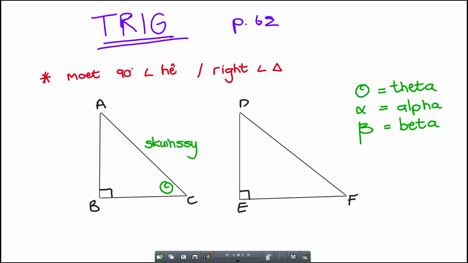And in this case, DF will be the hypotenuse. Sorry? Yes. Yeah. So the one right across the 90 degrees angle.